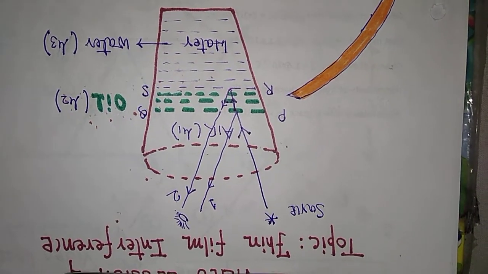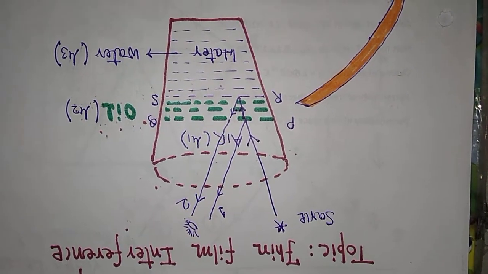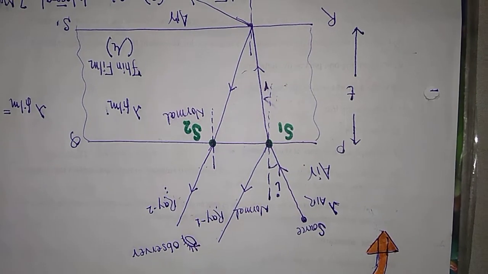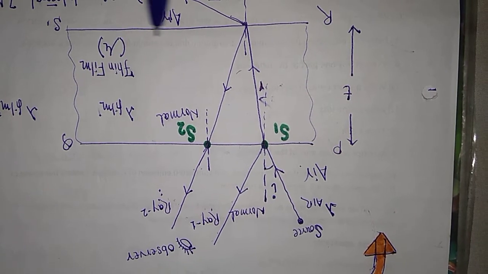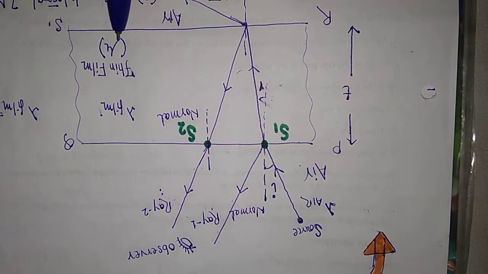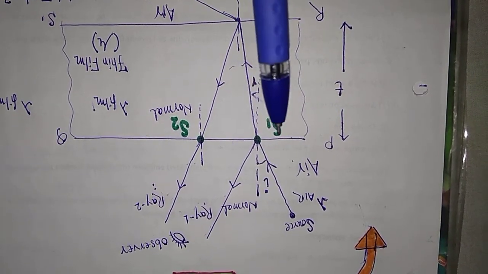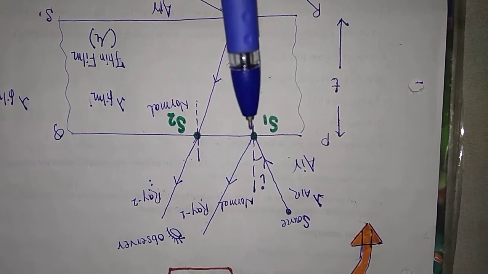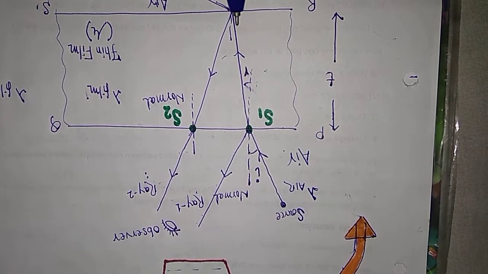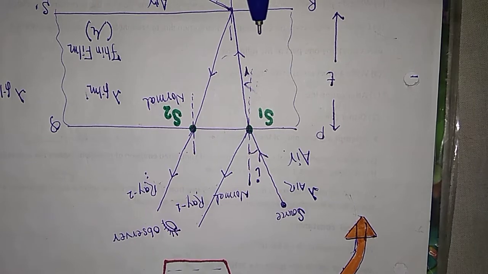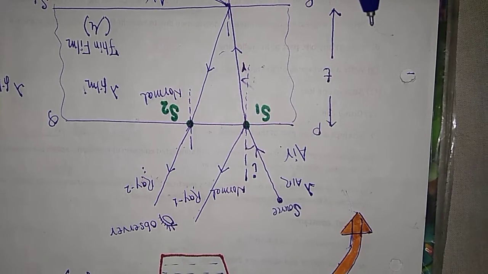Here in the next figure we try to magnify this parallel thin film. Let's see the magnified form of this figure. PQRS is the oil film, the thin film. Suppose that the refractive index is mu. The light from the source is incident on the upper surface PQ. Some part of the light is reflected, and some part is transmitted into the medium, that means the thin film. Suppose that i is the angle of incidence and r is the angle of refraction.